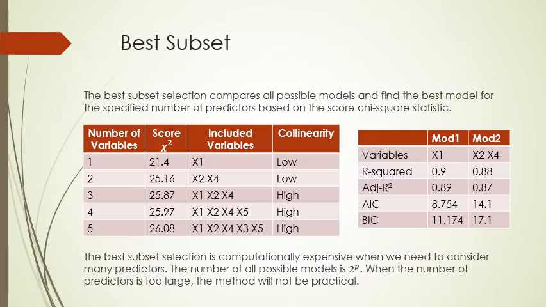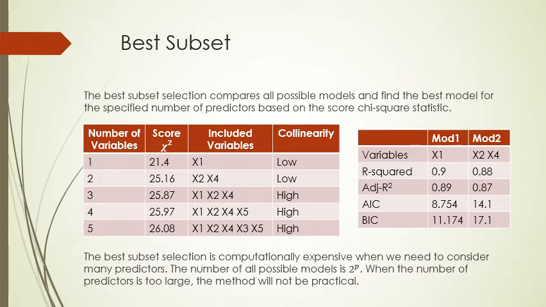Now, we discuss some automated selection procedure. The best subset selection should be the top choice if possible. It compares all possible models and finds the best model for the specified number of predictors based on the score chi-square statistic. This table shows the best model for each subset in the psychology example. Here we find the best one predictor model is X1, and the best two predictor model is X2 plus X4. The score chi-square statistic is used to find the best model for the specified number of predictors. The best model has the highest score.